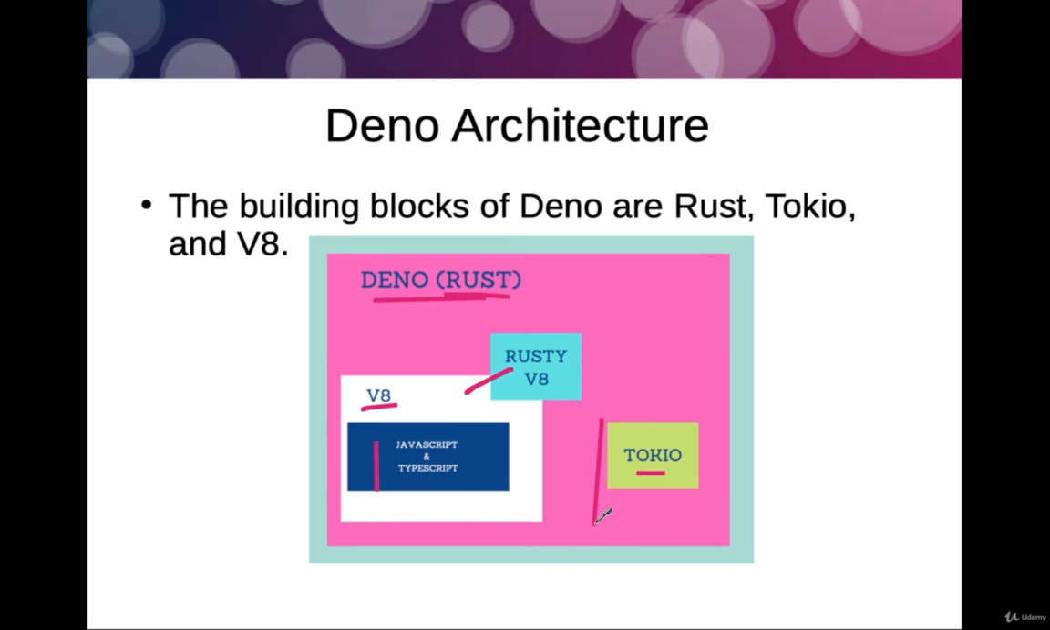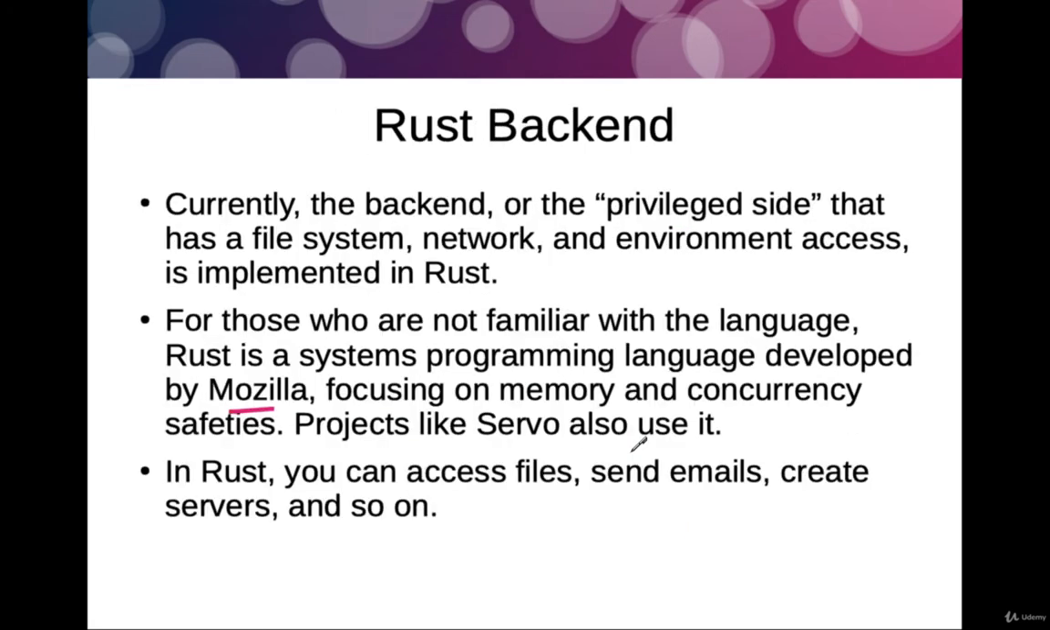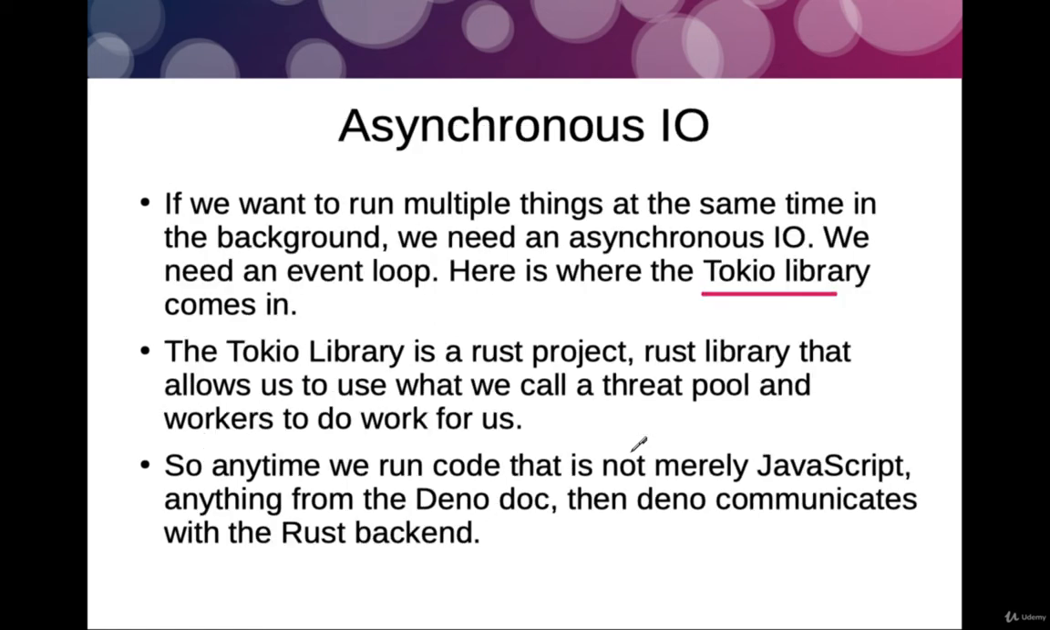Now, what Tokio does is it is used for thread pooling services and parallel execution of tasks using asynchronous IO, right? So the Tokio library is a Rust library that allows us to use thread pools and workers, and it allows multiple tasks to be executed at once, right? And that's the beauty of Tokio, right? So anytime we run code that is not merely JavaScript, anything from the Deno docs, that means from the Rust background, it communicates and uses Tokio at the backend because it is executed over a Tokio thread, right?